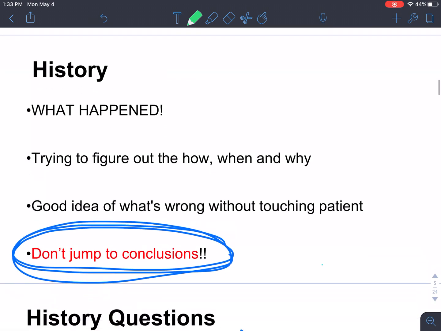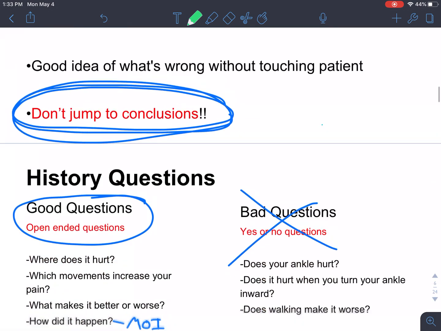So first step, history. A history is just that. You're trying to get a history of the injury. And if you get a good history, you can have a good idea about what's going on with the athlete before you even lay hands on them. So we're trying to figure out what happened, how, when, and why. But you want to make sure to not jump to conclusions. It's real easy to jump to conclusions with a history, right? If an athlete starts to tell you certain things, you could just jump to a conclusion, but don't do that, right? We have to do a thorough eval.